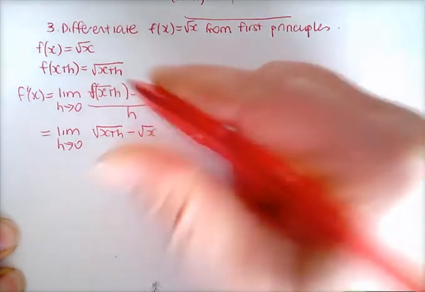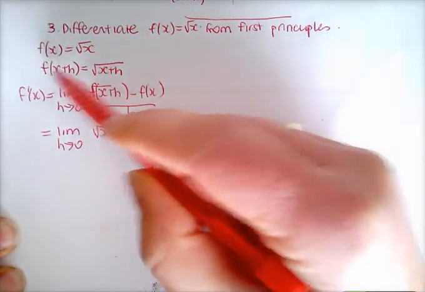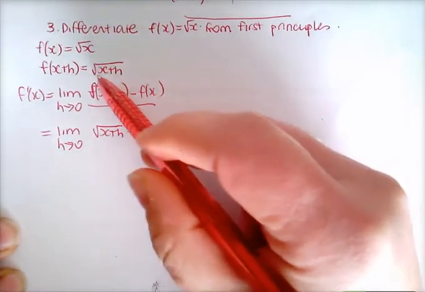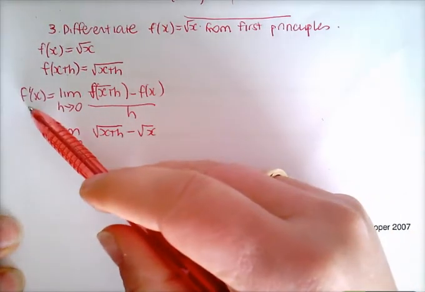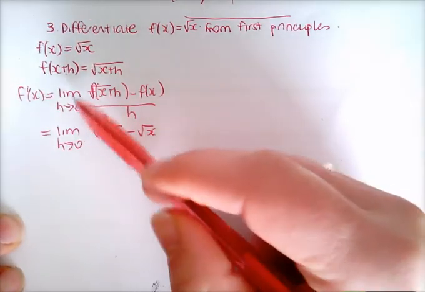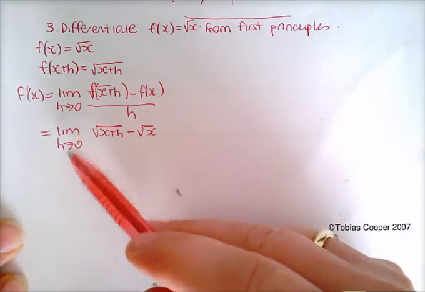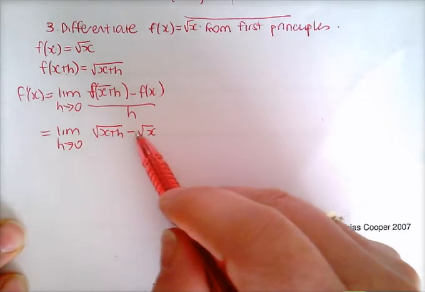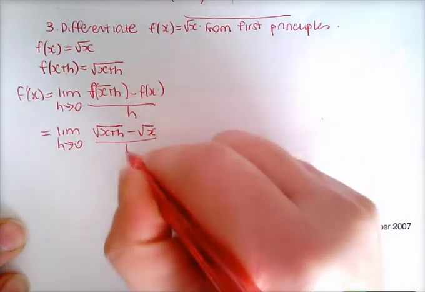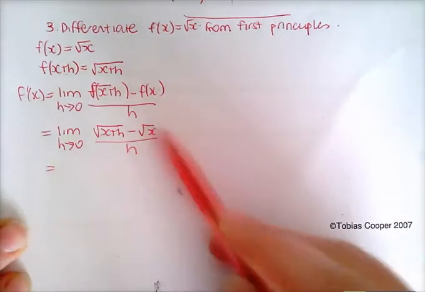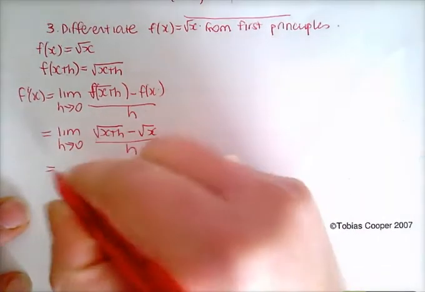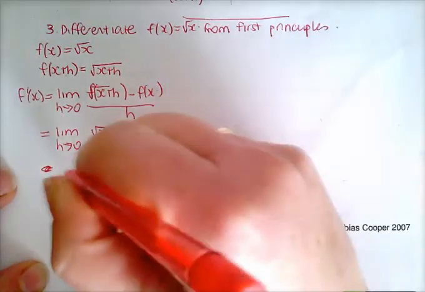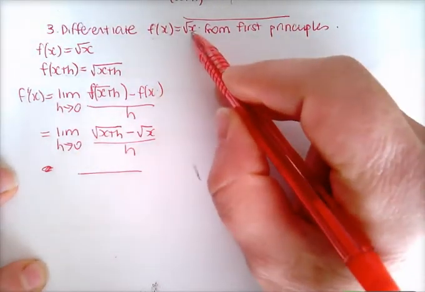So here our f(x) is root x, and our f(x + h) means to replace any x's here with x + h, and we get square root of x + h. Then writing our gradient function, which is the limit as h approaches 0 of all of this, we get the limit as h approaches 0 of f(x + h), which is root (x + h), minus f(x), which is root x, over h. Now we find that we cannot simplify this. So to use this method, it's actually quite difficult. So I never use this method for differentiating root x.